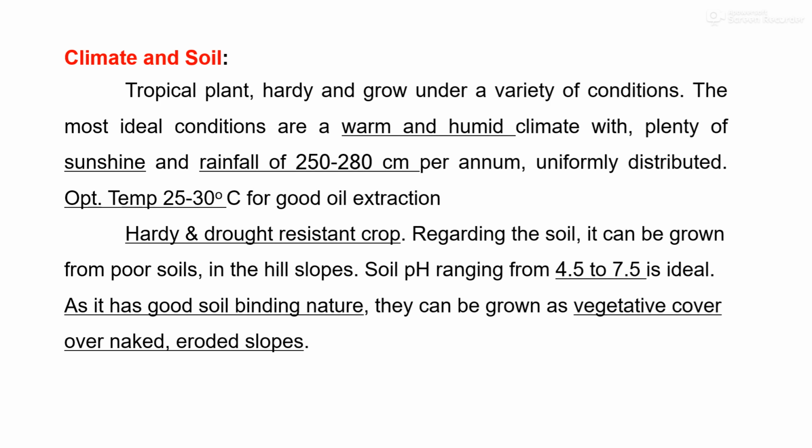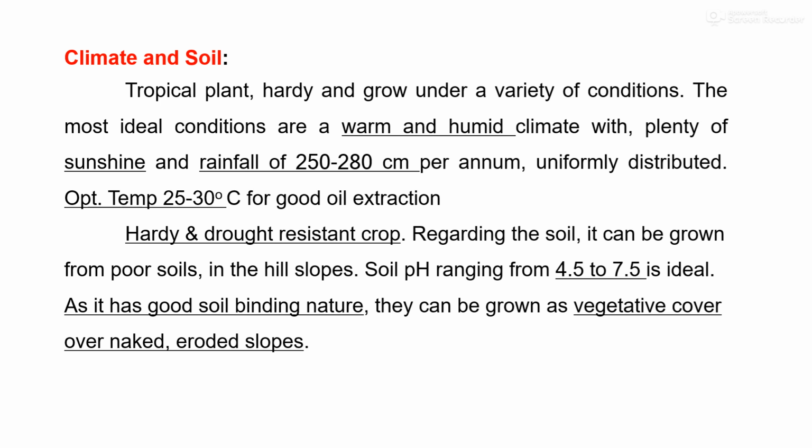Climatic and soil requirement. As a tropical plant, it is hardy and grows under a variety of conditions. The most ideal conditions are a warm and humid climate with plenty of sunshine and rainfall of 250 to 280 centimeter per annum. Uniformly distributed rainfall is good, and the optimum temperature of 25 to 30 degrees Celsius is particularly good for oil extraction or oil recovery.